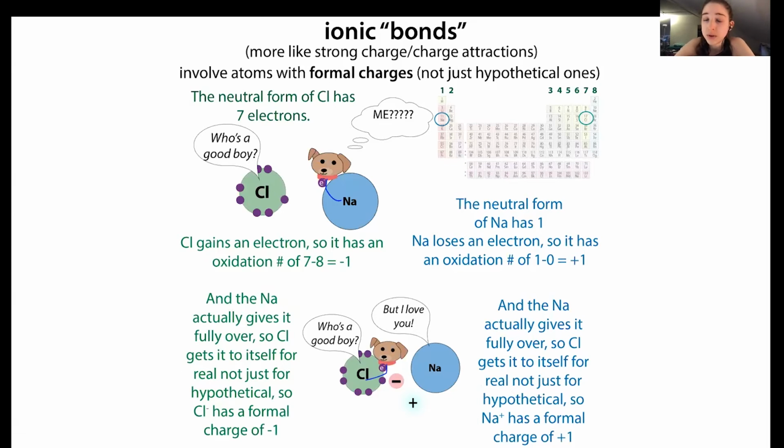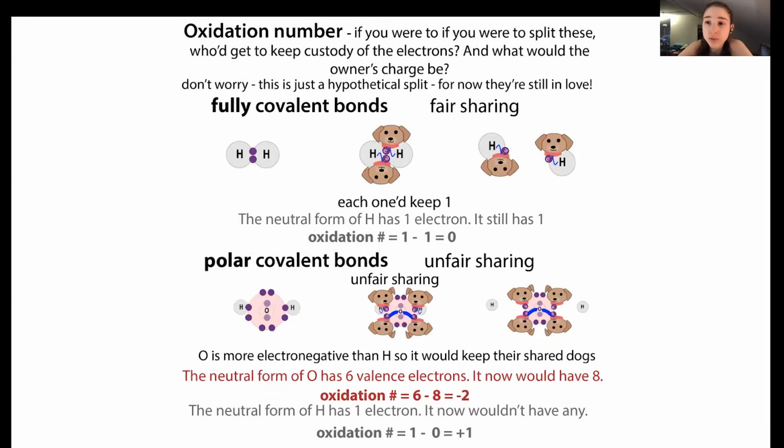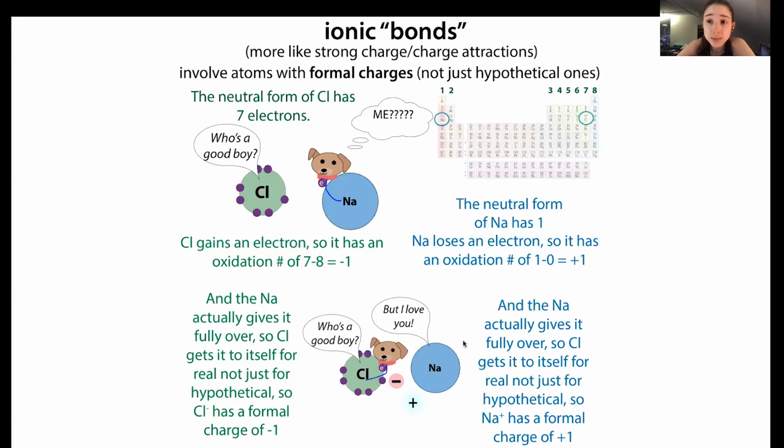Sometimes this sort of splitting actually does happen, and when this happens, we can have an ionic bond. With ionic bonds, now we have formal charges. Before, when we were talking about oxidation numbers, we were talking about hypothetical charges. We weren't actually splitting these up, so oxidation numbers are not the same as a real charge. But sometimes you do actually separate things to form ions.